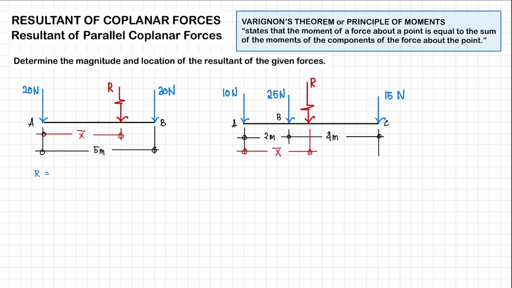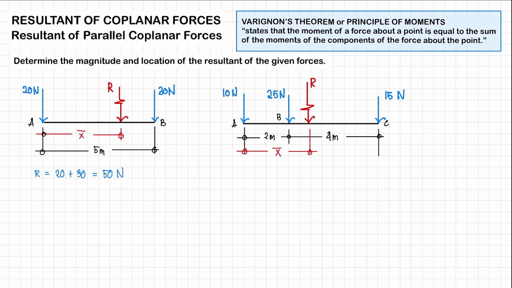For the first example, we have two forces. One is a 20 newton force, and another one is a 30 newton force acting on points A and B respectively. So we're just going to add them. This is 20 newtons plus 30 newtons, that is equal to 50 newtons. So that is going to be our resultant.